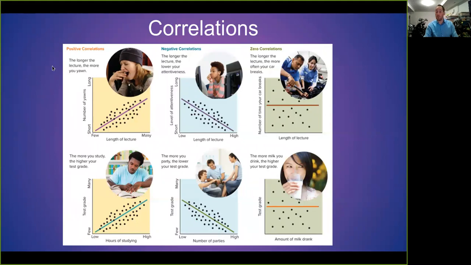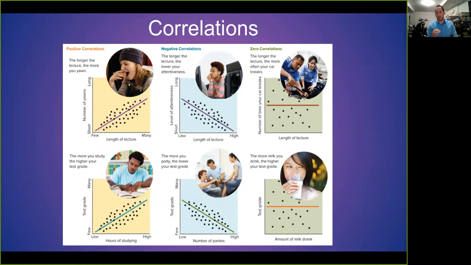You might have no correlation. So this looks like no correlation right here. The number of times your car breaks down and the length of the lecture. So whether my lecture today is 5 minutes or 3 hours would not really probably have anything to do with the number of times any individual's car breaks down, right? So there would be no correlation there.